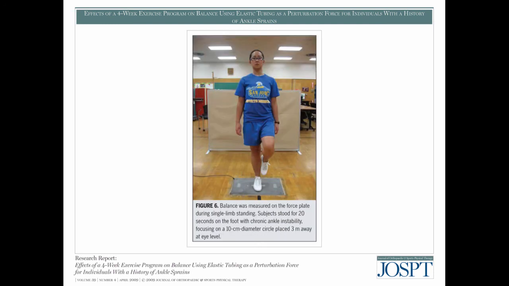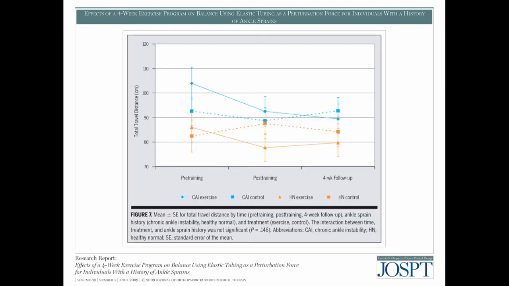They also looked at the outcome measure of balance as measured on a force plate during single limb stance. The individual would stand on that leg for about 20 seconds, on the foot that had the chronic ankle instability, and while they were standing on this leg, they were focusing on a circle about 3 meters away at eye level. What you can look at here is the total travel distance by time.